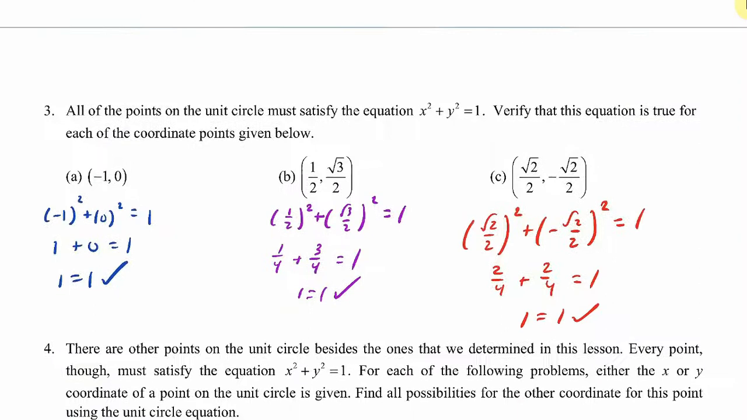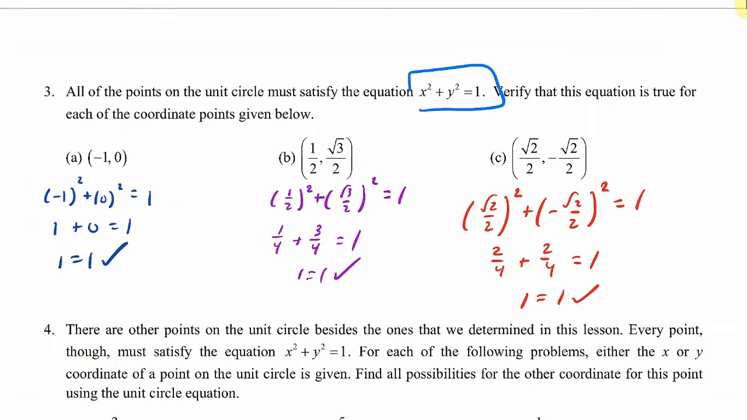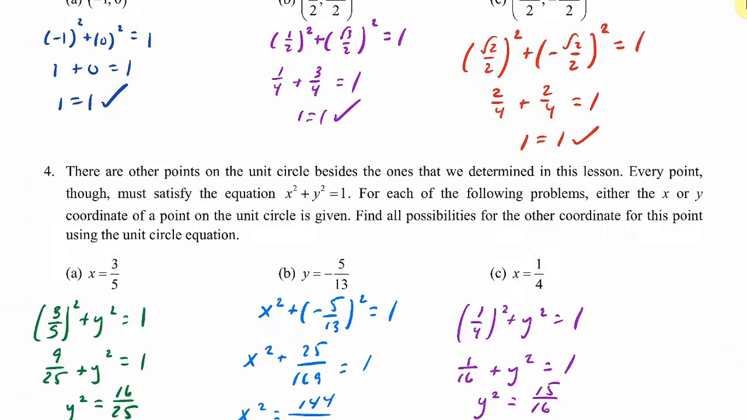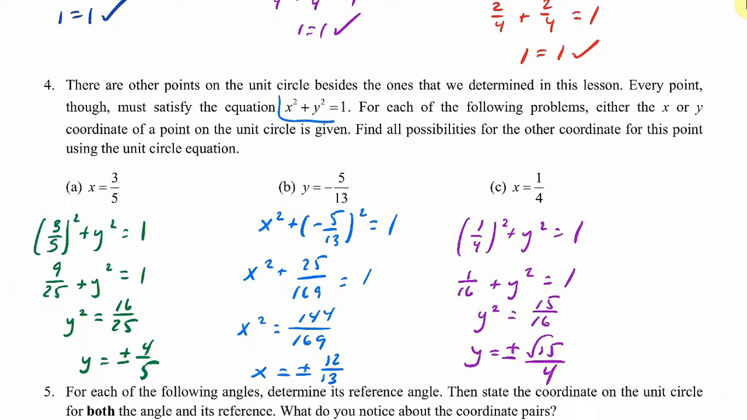Number 3, a little more algebraic. We're just using this equation, sub in for x and y. Make sure you get 1 back. Here again, we're using this equation. They gave us either x or y, and we're solving for the other value. Here, when you take the square root, watch for your pluses and minuses.